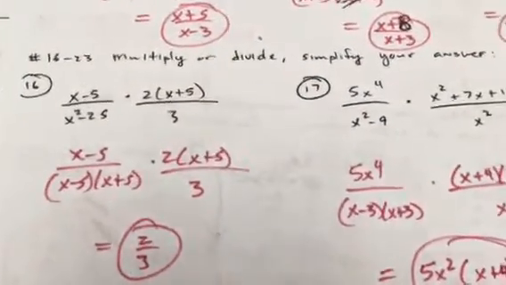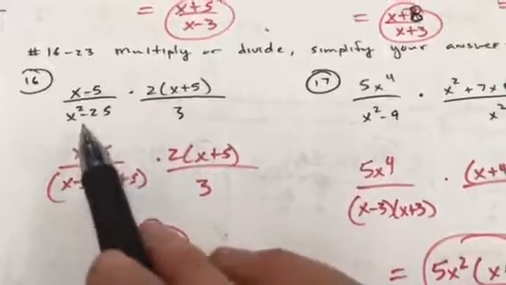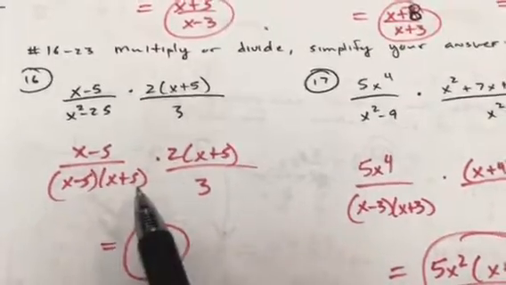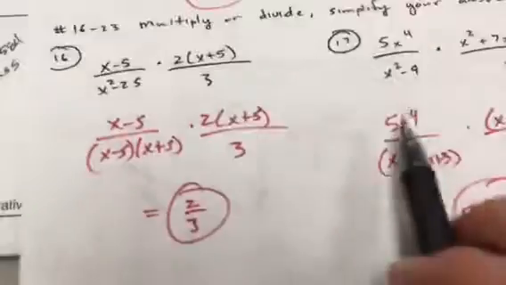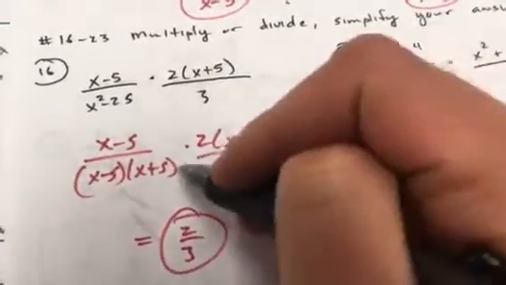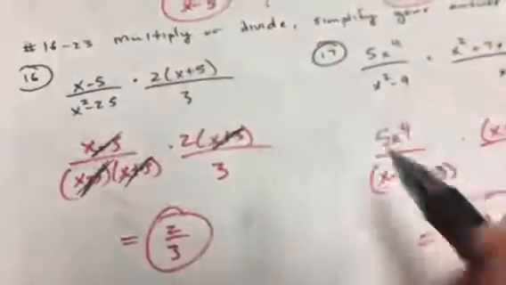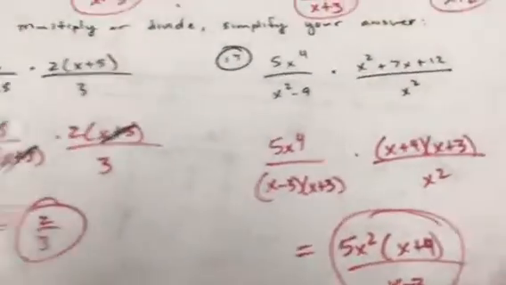Guys, again, you're going to factor. Okay, factor the bottom here. x squared minus 25 is x minus 5, x plus 5. That's all you have to factor. Notice what cancels. Bye-bye, bye-bye, bye-bye, bye-bye, leaving you with 2 over 3.